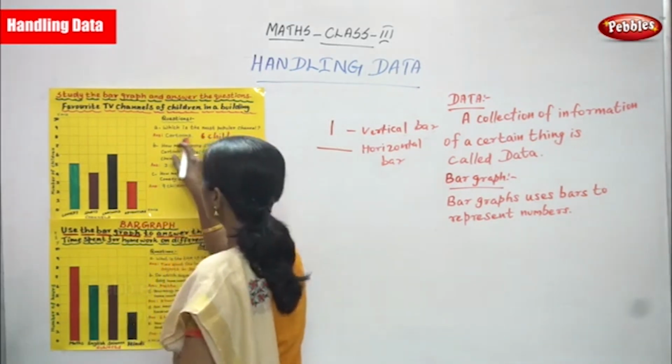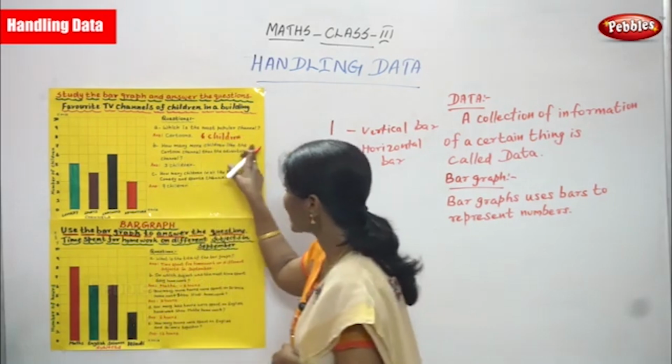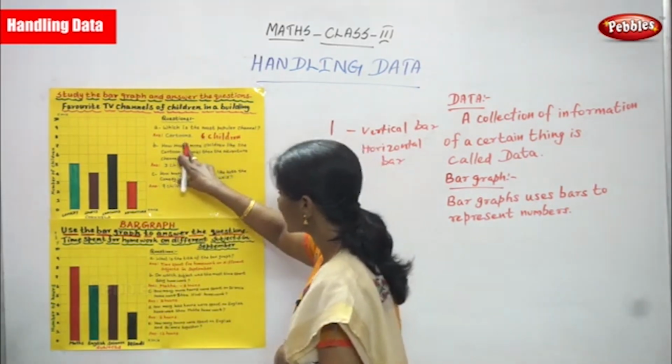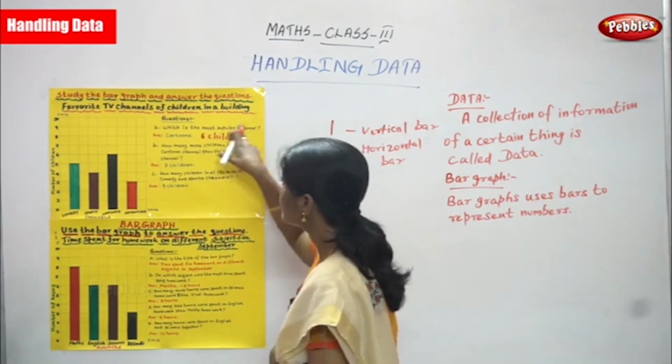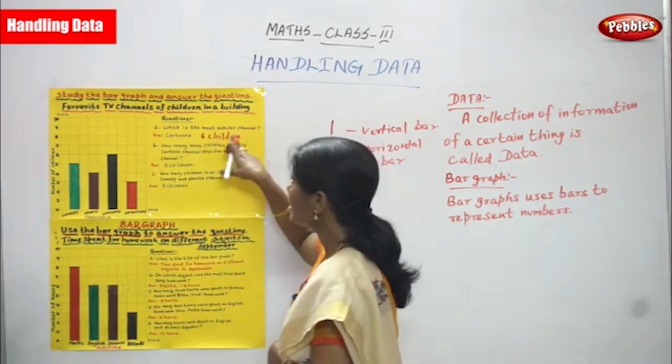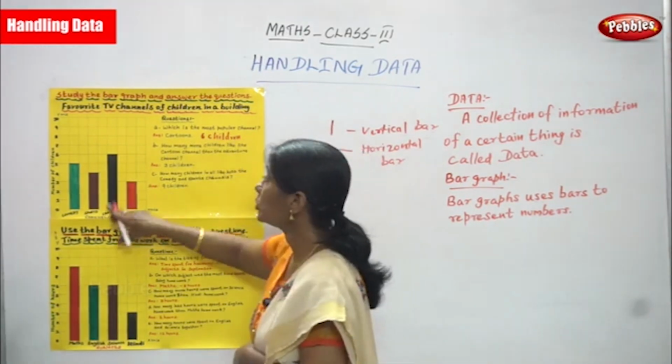6 children. Okay, cartoons, sorry, cartoon channel. The favorite of the children is the cartoon channel, which is the most popular channel. How many children like this channel? That means 6 children, according to the vertical bar.